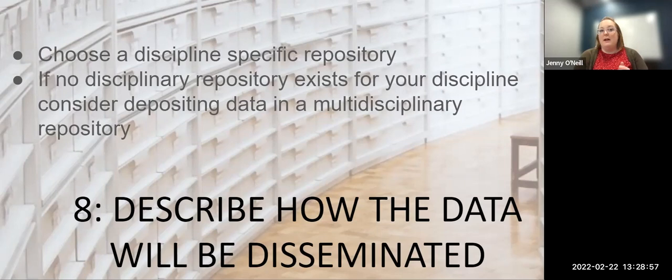So when it comes to choosing an archive or repository, ideally you want to choose a discipline-specific repository or archive if one exists for your discipline. And on our website, we have links to places where you can have a look to see if there are relevant discipline repositories for your discipline. So the reason for this is that they may have discipline-specific standards that they recommend you use in terms of file formats or the documentation that you provide, or even the standards that you apply to your data as you're generating it.